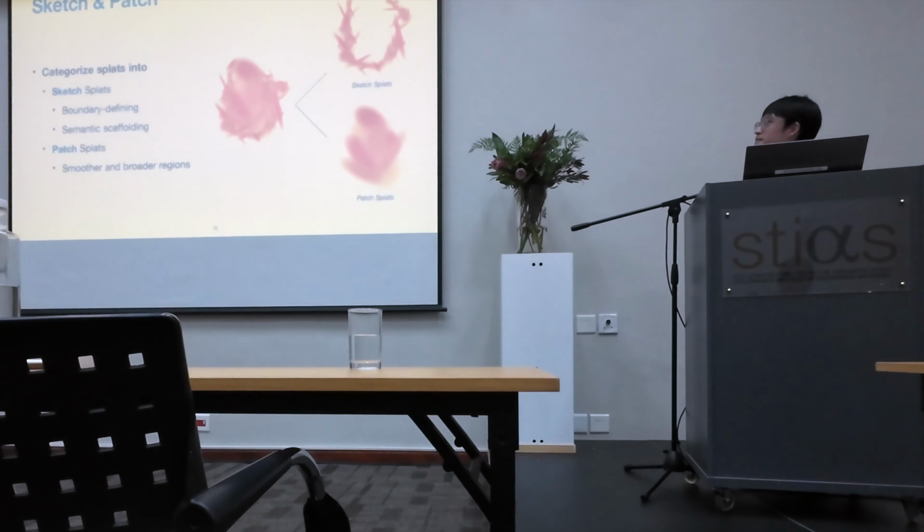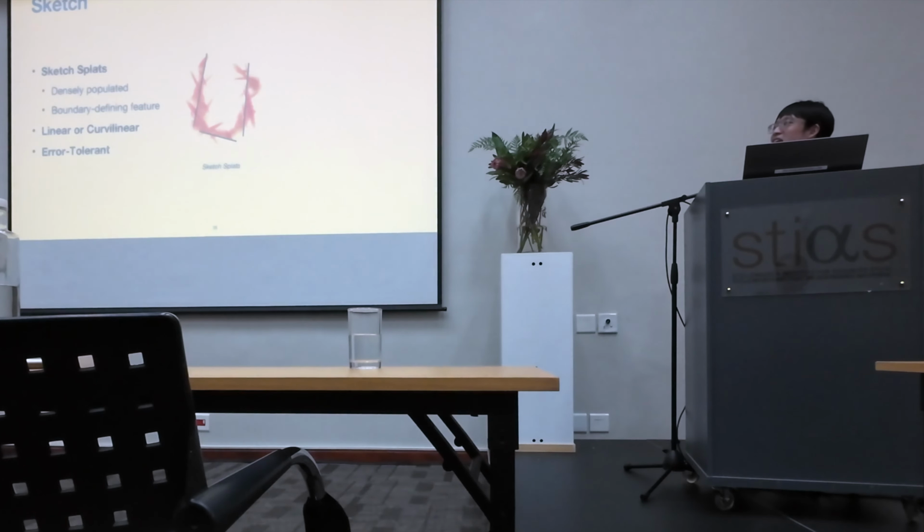Okay. The sketch splats are usually densely populated, like we saw in the demo previously, and they depict the boundary defining features. We find it interesting that those sketch splats are usually linear or polylinear. And they're error tolerant: there are a lot of splats over the boundary, so if we throw away some splats, it won't affect the visual quality. Then what we try to do is encode those sketch splats with some parametric models.